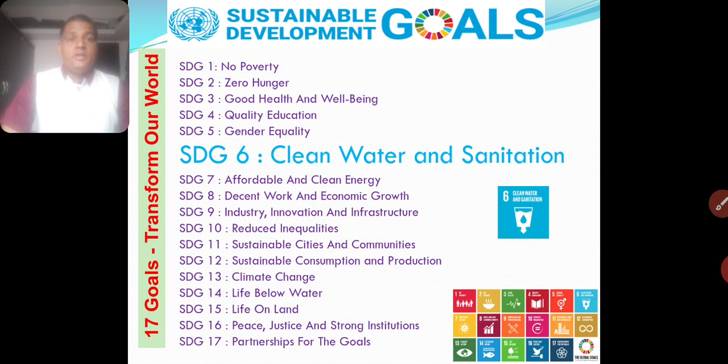If you look at the goals of sustainable development, presently they have listed 17 goals, and in these 17 goals they have covered all the problems of all the nations. You have to solve the problems through these goals. It means you have to get one goal to remove the problem from that nation. Likewise, you can see the sustainable development goals.